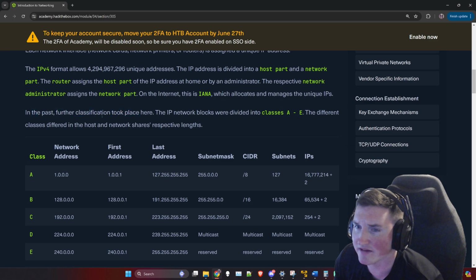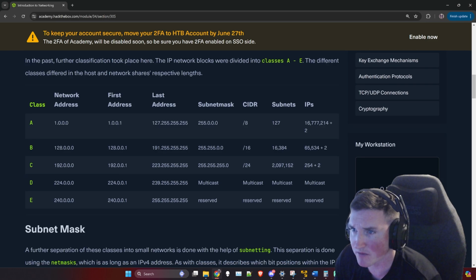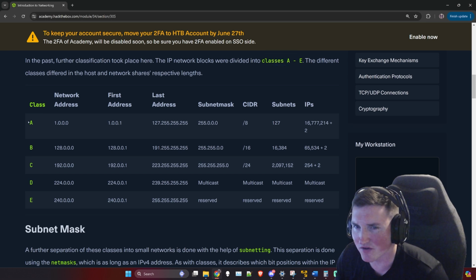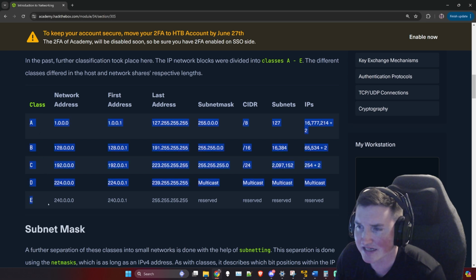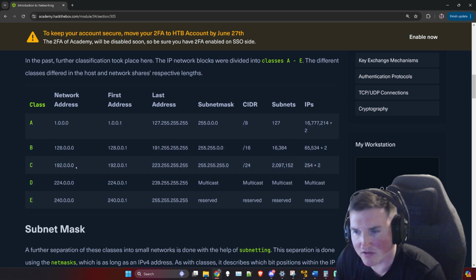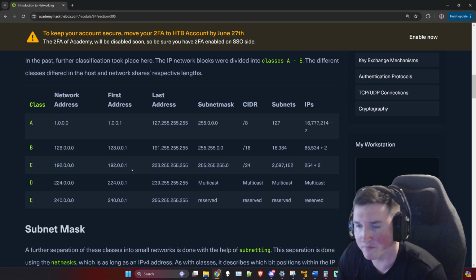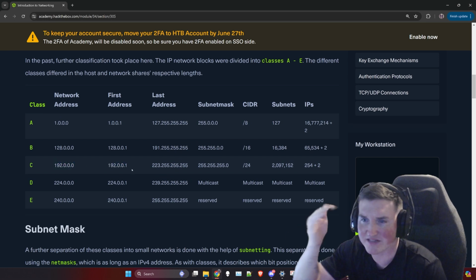Okay, so in the past, further classifications took place here. This is where you'll see the classes A through E, different classified networks. You don't have to memorize this. You can just look it up really quickly, but there are class A, B, C, D, and E networks. Class C is what you're going to see most of the time inside your home, those types of things. But they're all specified for specific things.